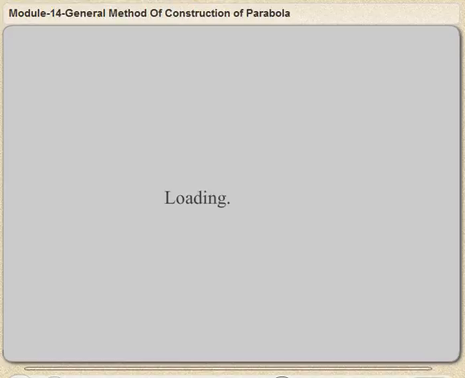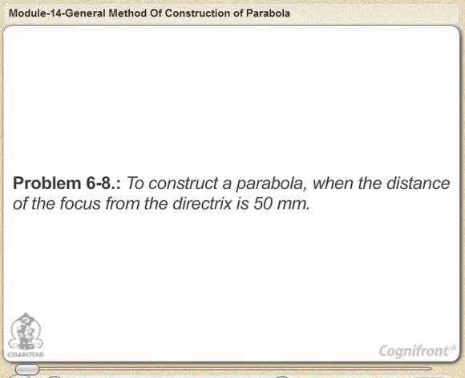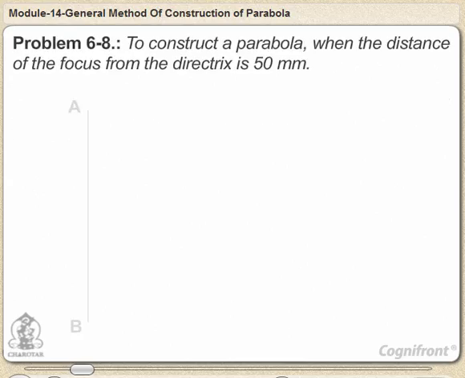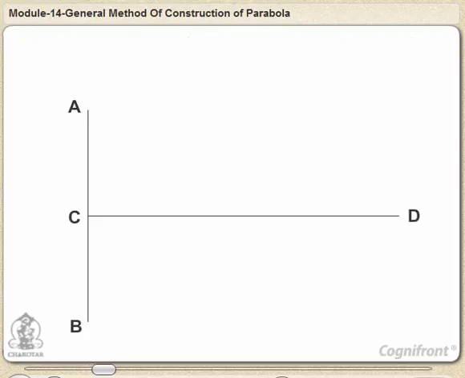Problem 6.8. To construct a parabola when the distance of the focus from the directrix is 50 mm. Draw the directrix AB and the axis CD. Mark focus F on CD 50 mm from C. Bisect CF in V, the vertex, because eccentricity equals 1.